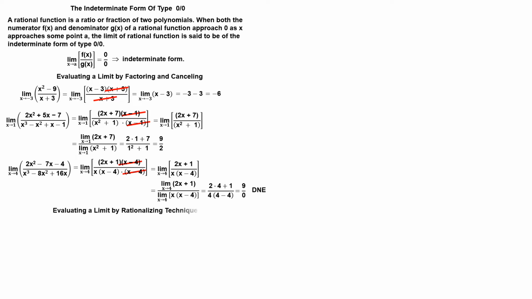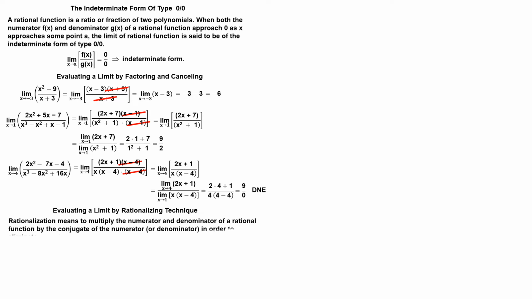Evaluating a limit by rationalizing technique. Rationalization means to multiply the numerator and denominator of a rational function by the conjugate of the numerator or denominator in order to eliminate radical symbols. We try this method for rational functions that contain square roots.